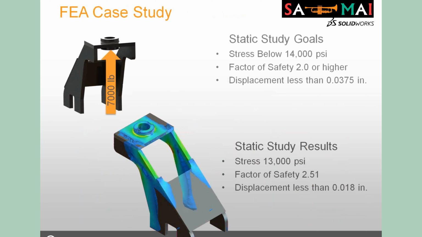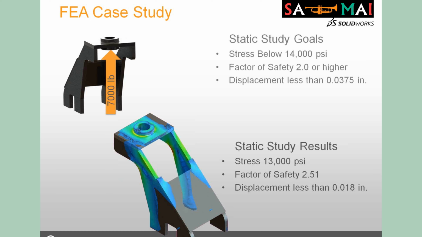The case study that we see here is going to be this press. I'm going to be applying a 7,000-pound vertical load underneath. For the static study, static is fixed, it's immovable, and it's at essentially one time step. We need to make sure that our stress is below 14,000 psi on this press. Factor of safety needs to be 2 or higher, and the displacement has to be less than 0.0375.